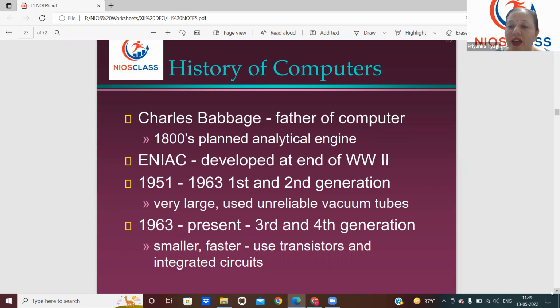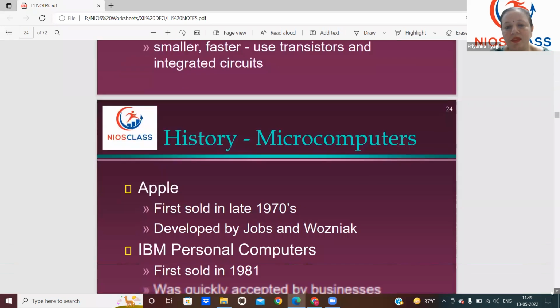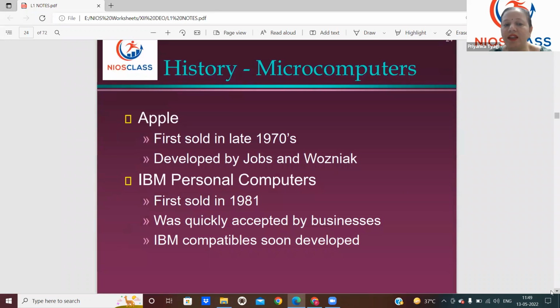Now what is the functionality of the vacuum tube and transistor? Actually, vacuum tubes, transistors, or integrated circuit devices are used to process the information or data inside the computer system. In the fourth generation, that was the era of IC circuits, right? Now, in history, there are different kinds of computers: microcomputer, minicomputer, right?